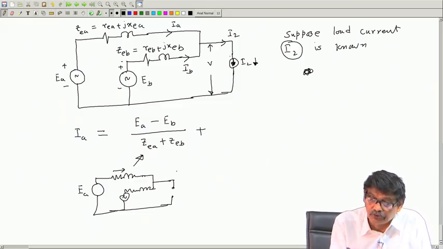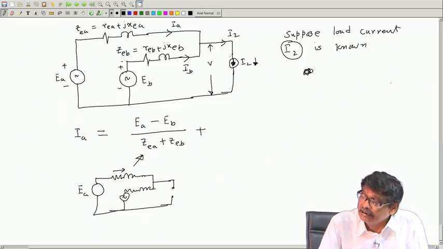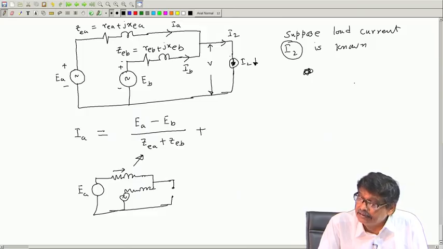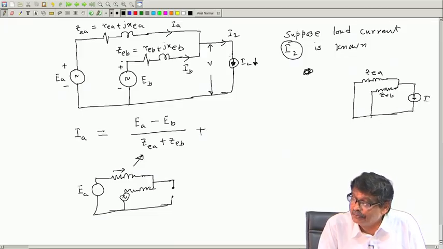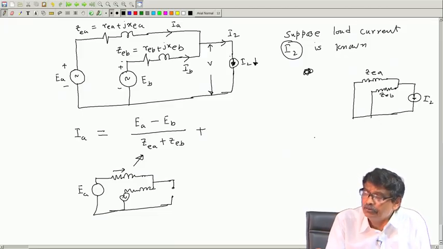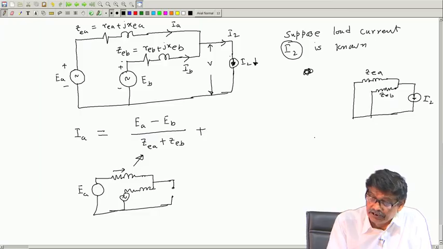Then when only the current source is present, the circuit will be like this: JDA, EA shorted, JDB, EB shorted, and you have only this current source, that is the load current I2. And how will this be shared? This rule is already known.